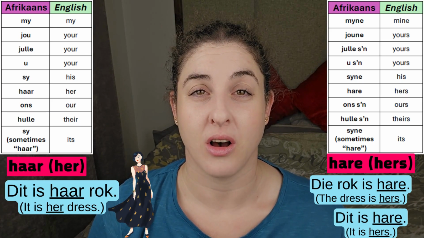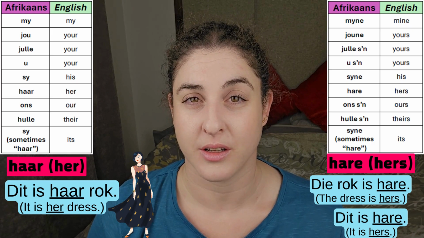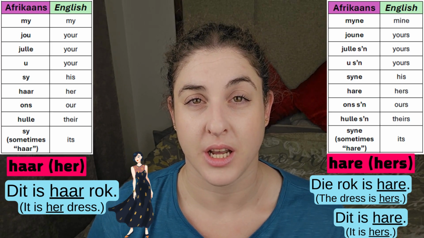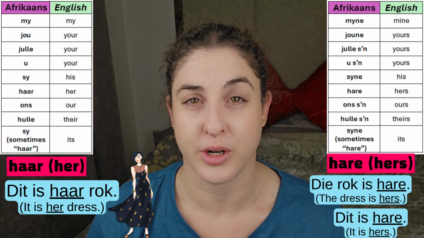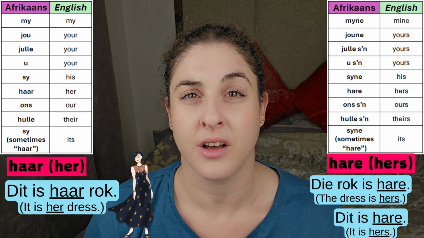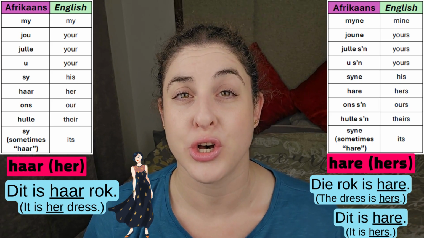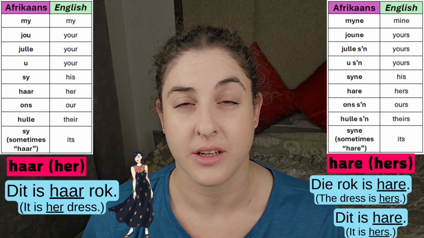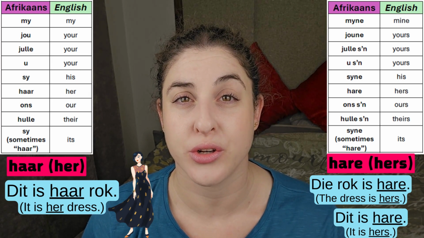The next one, haar, her. Dit is haar rok. It is her dress. And on the other side, hare, hers. Die rok is hare. The dress is hers.